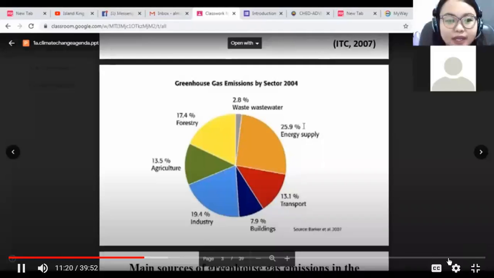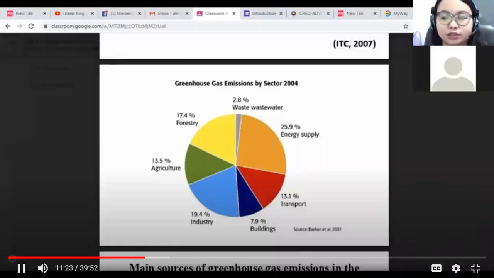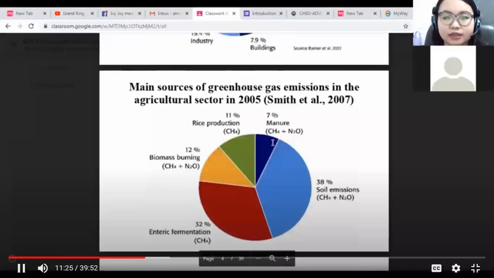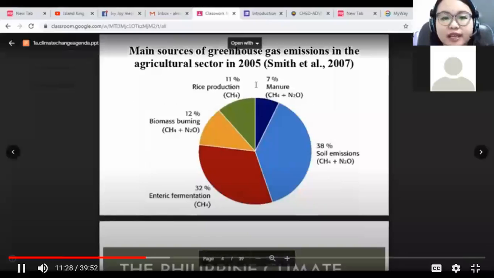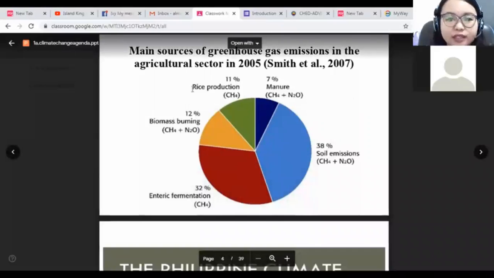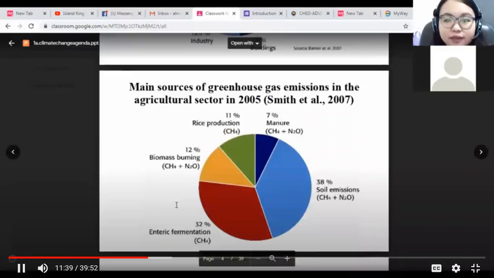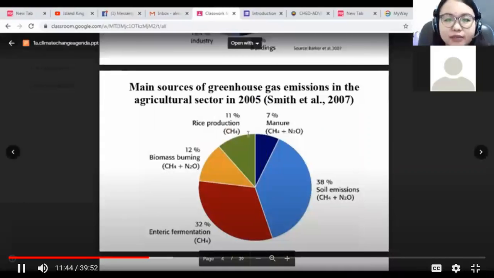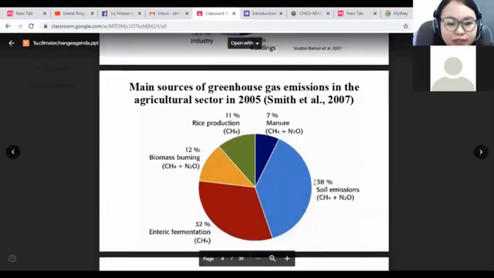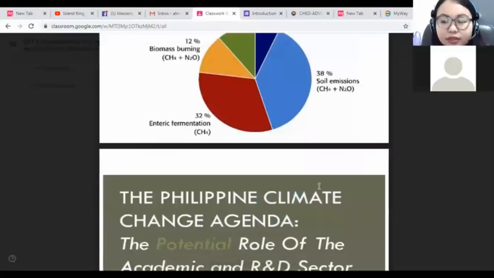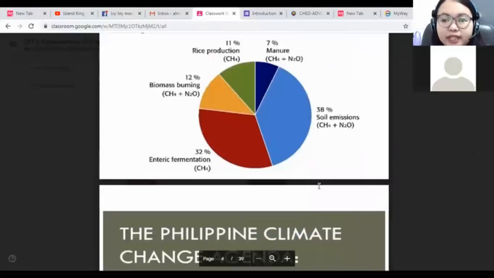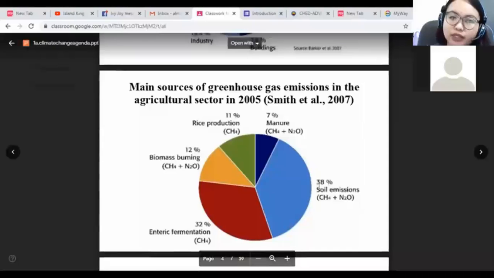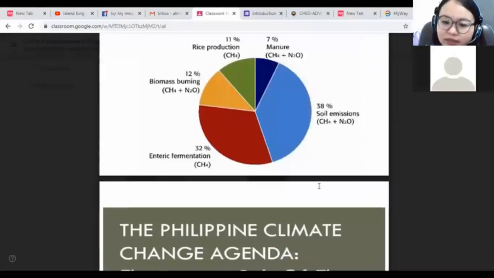And next is the agriculture. So the main sources of greenhouse gas emissions in the agricultural sector in 2005, which was reported in 2007, are the following. We have fermentation, biomass burning, rice production, manure, and the highest is the soil emissions. So you always go back to the slides when you answer the quizzes.